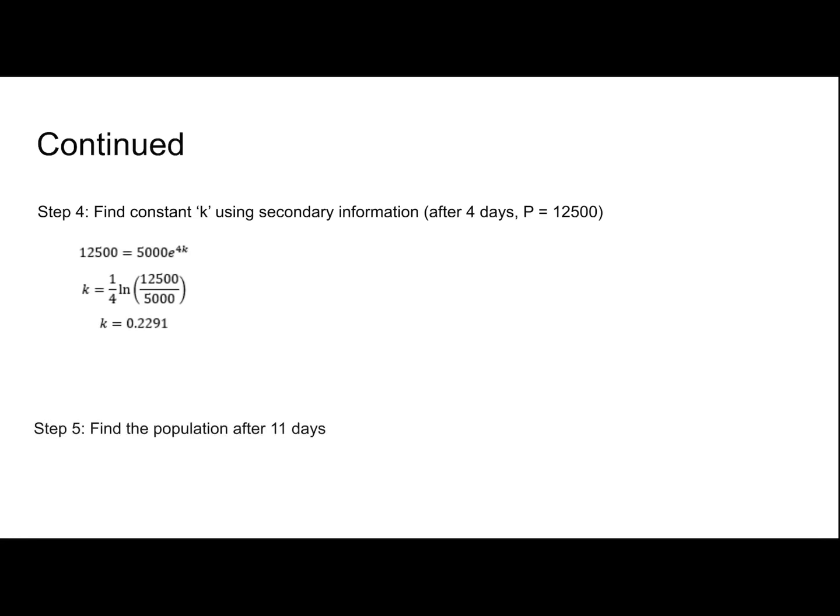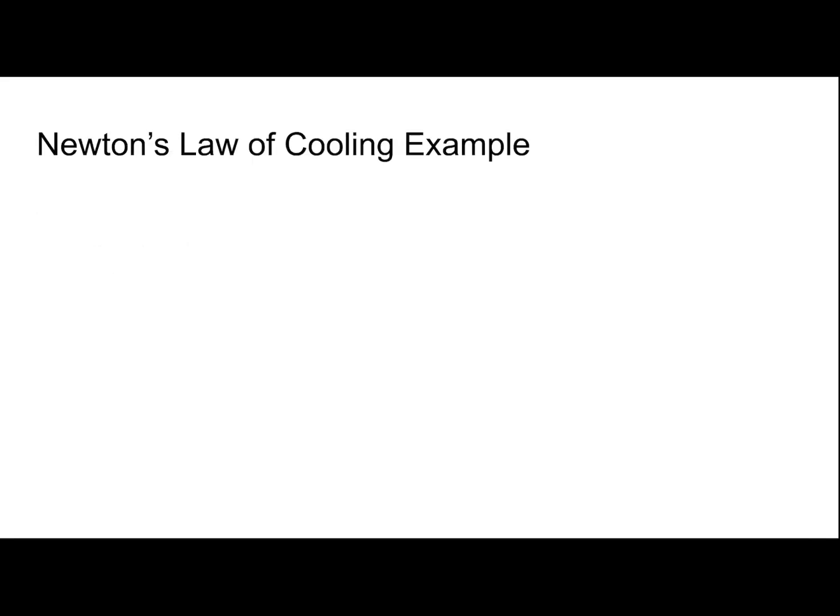Our final step is to use these k values. Now we have a particular solution. The reason we have a particular solution is because we have no more arbitrary constants. We know what k is, and we know what A is. So to find the population after 11 days, we can use the particular solution. Therefore, if we substitute t equals 11, we should get that P equals 62,131. And that's our final answer.